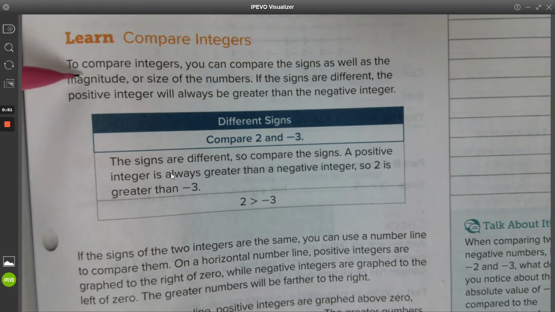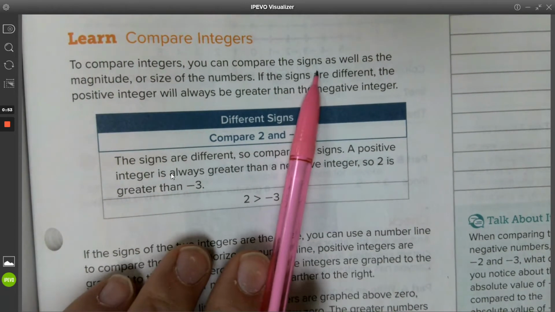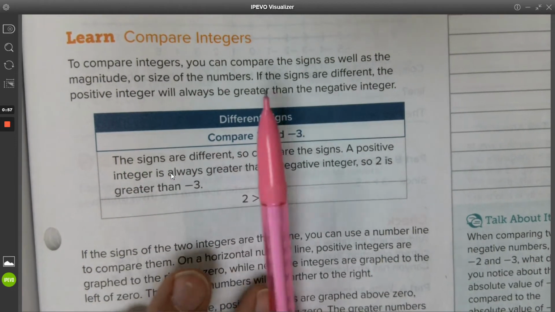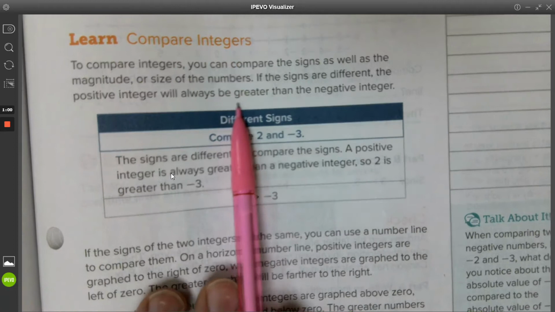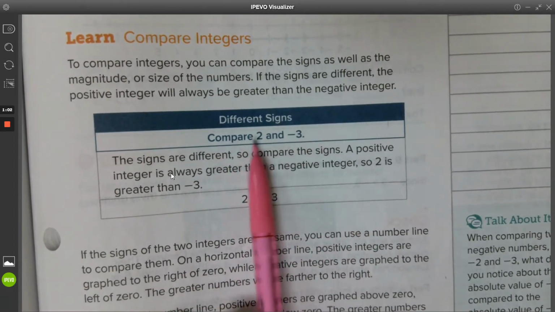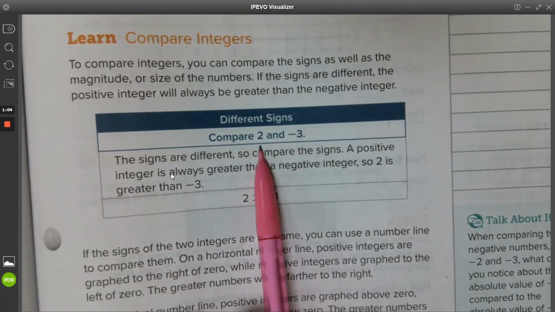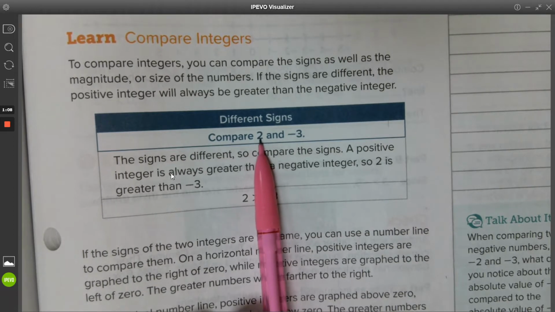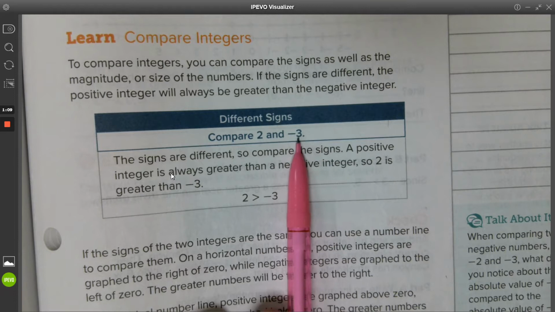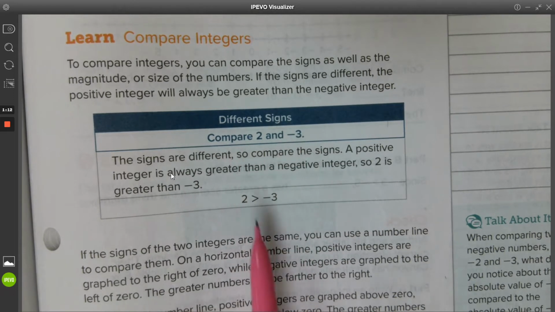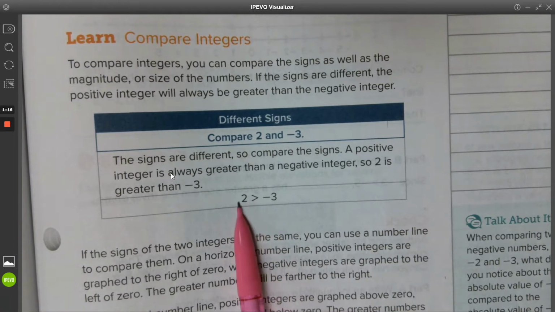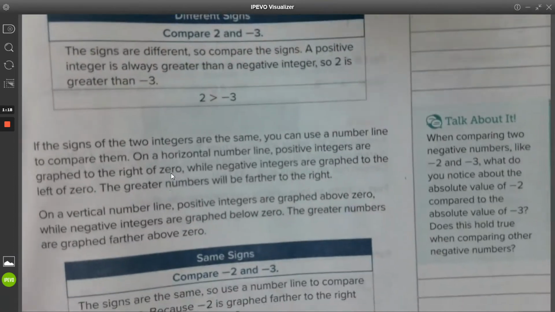So to compare integers, you can compare the signs as well as the magnitude or size of the numbers. If the signs are different, the positive integer will always be greater than the negative integer. So if we take a look at 2 and negative 3, 2 is a positive number, so we know for a fact that positive is always bigger than negative, greater than negative. So 2 would then be greater than negative 3, and we use that greater than symbol right there.